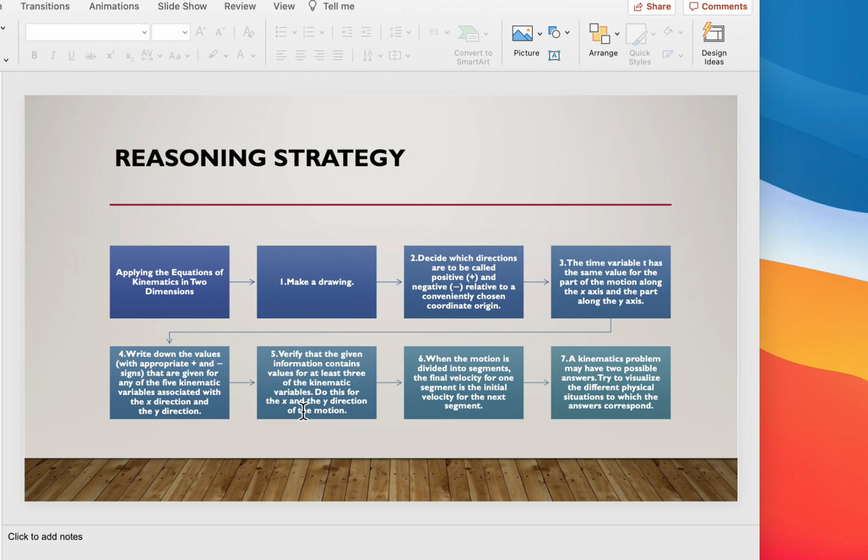When the motion is divided into segments in the x-axis and y-axis, the final velocity for one segment is the initial velocity for the next segment. A kinematic problem may have 2 possible answers. Try to visualize the different physical situations and pick the right answer.